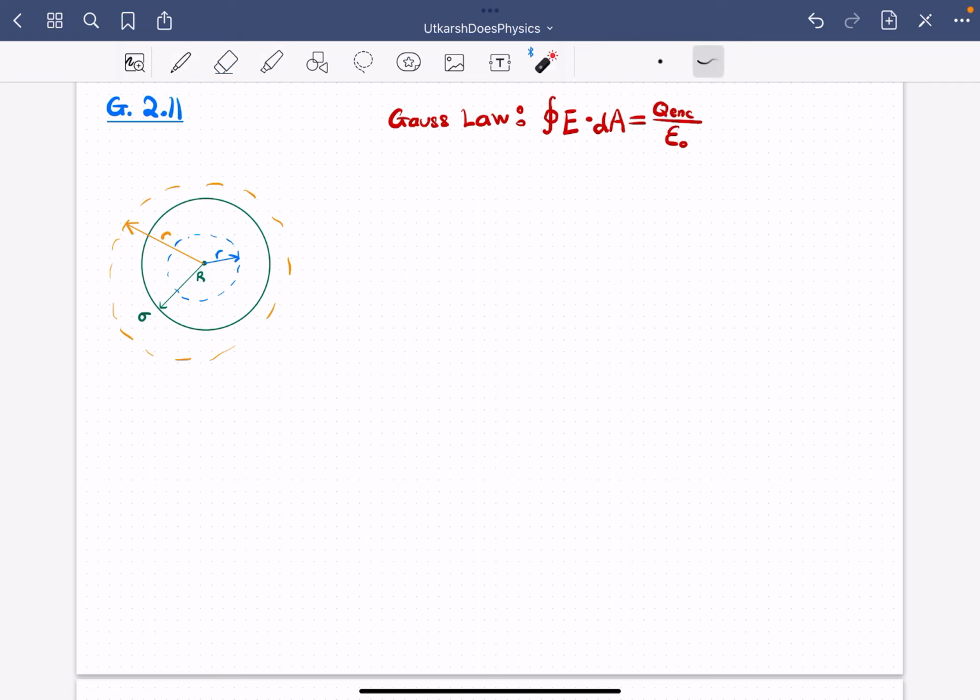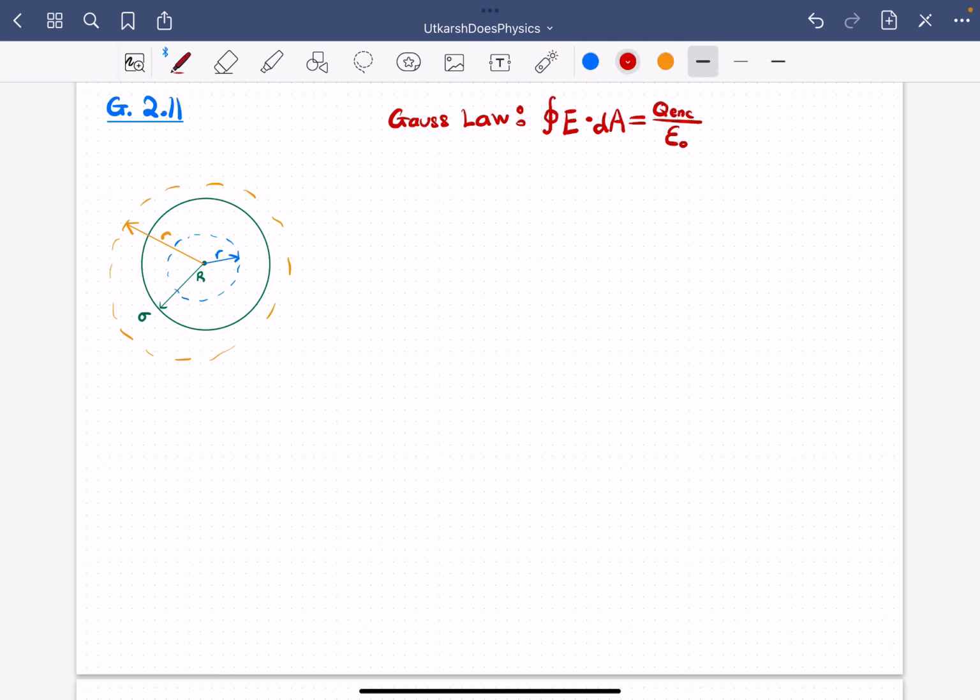Hello everyone. So today we're going to be solving problem 2.11 from the Griffiths textbook, and it wants us to use Gauss's law to find the electric field inside and outside of a spherical shell. So here we have our spherical shell, with a radius r, and it has a surface charge density of sigma. Later they want us to compare our solution to problem 2.7. So again, we're going to use Gauss's law. I've written it here just so we can refer to it.